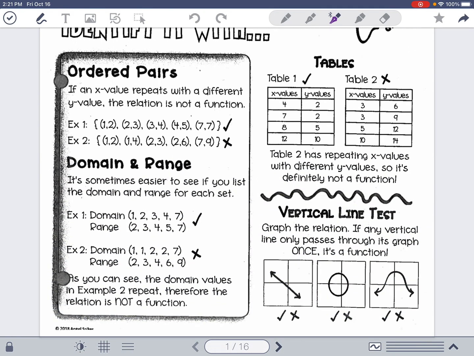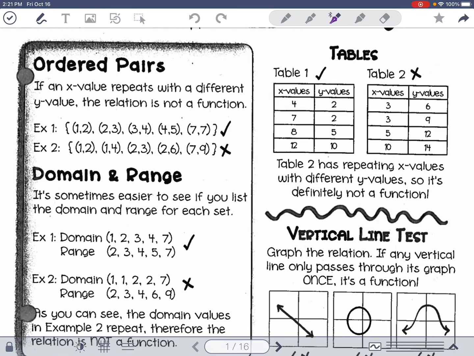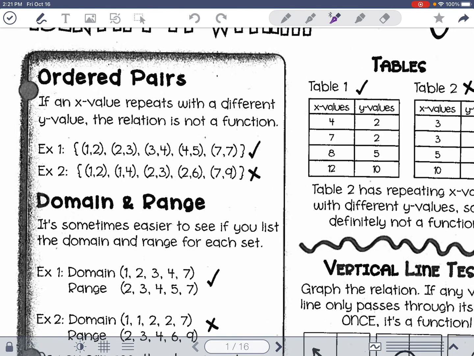All right, so you could have a set of ordered pairs like we do here. We're looking right here. And if every input value, the x value, has a different output y value, then you have a function. So let's look at example 1. Let's underline the input values. These are your x values. In an ordered pair, the x value is always listed first. X and then y, okay?